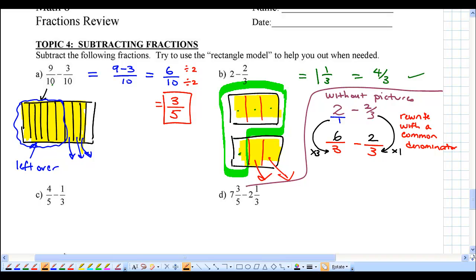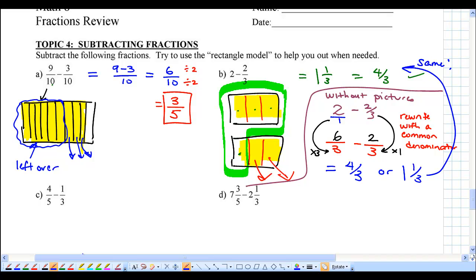Okay, now when the denominator is the same, what do we do with the numerators? Let's subtract. So what's 6 take away 2? That's 4 over 3. Or if you like mixed fractions, 1 and 1/3. Same. Okay. Gabby, you writing this down?